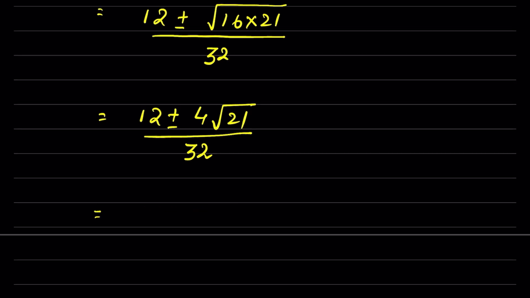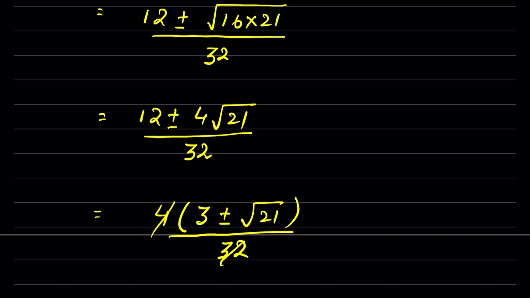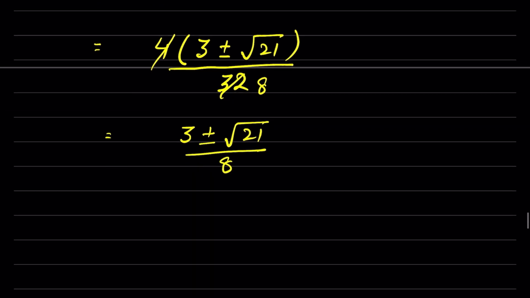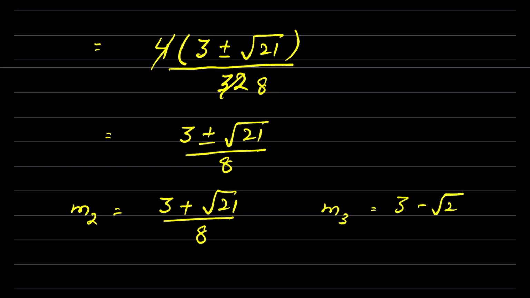So we take 4 common, 4 times parenthesis 3 plus minus square root of 21 upon 32. 4 times 8 is 32. 3 plus minus square root of 21 upon 8. So two solutions for m again will be 3 plus square root of 21 upon 8 and 3 minus square root of 21 upon 8.